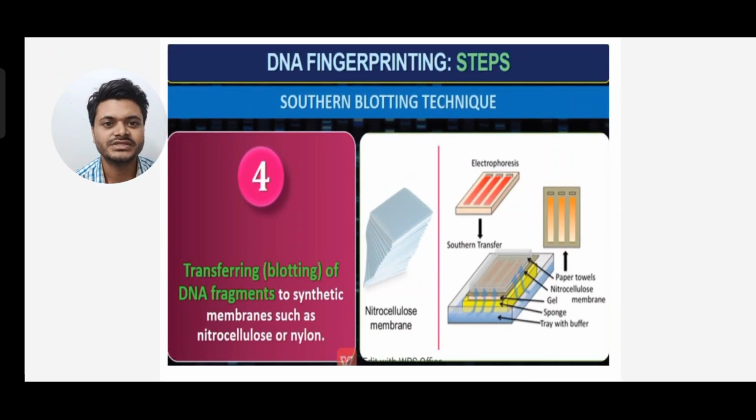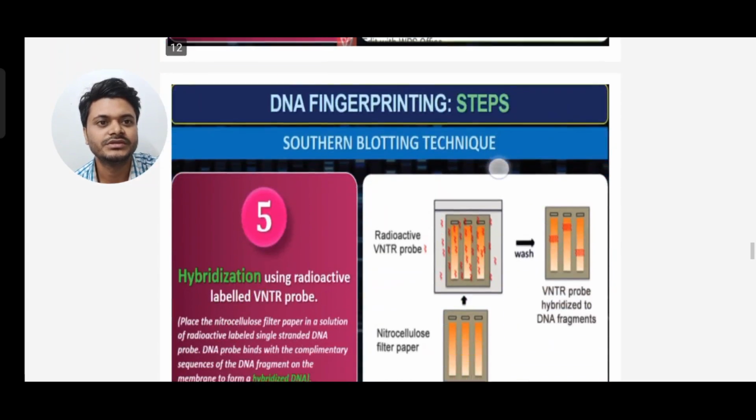The fourth step is the transferring or blotting of DNA fragments to synthetic membranes such as nitrocellulose or nylon. You can see the nitrocellulose membrane, as well as the electrophoresis. In the Southern transfer, you can see the paper towels, nitrocellulose, the gel, the membrane or sponge, and a tray with buffer. So this is the process of Southern blotting.